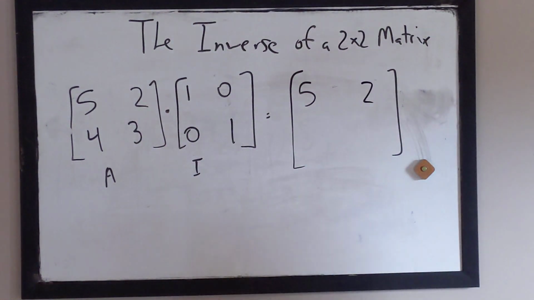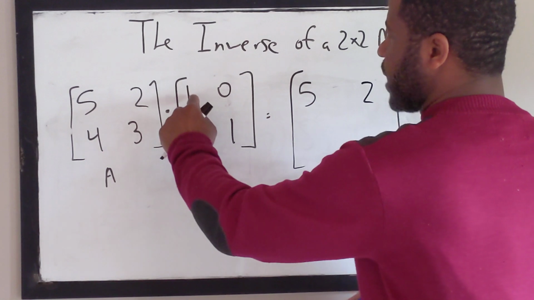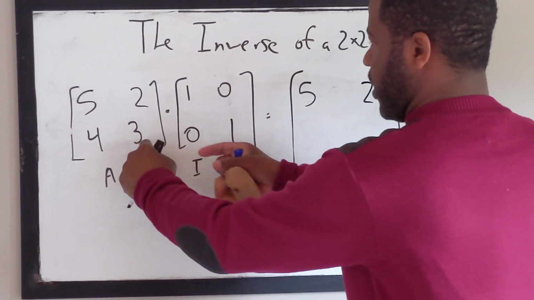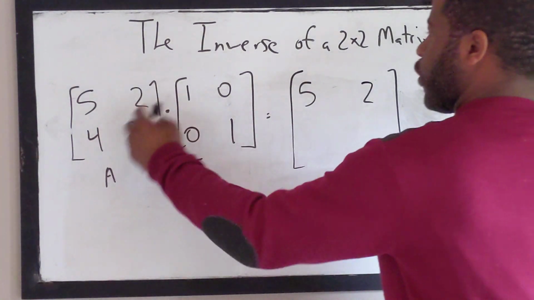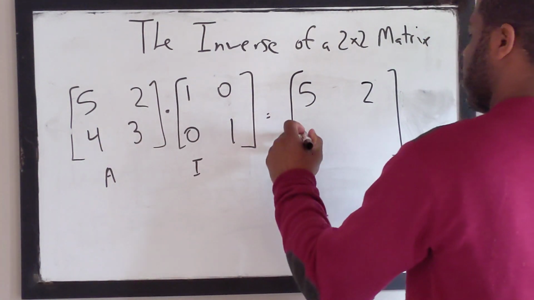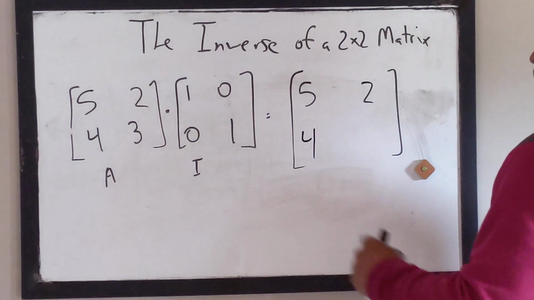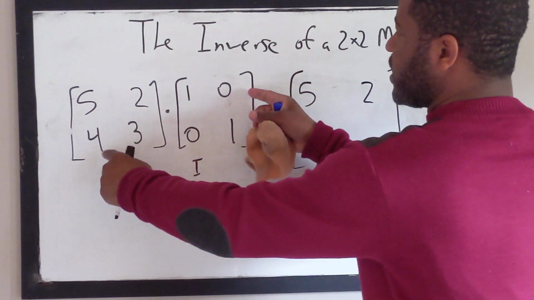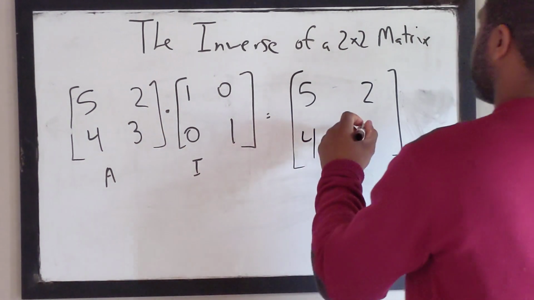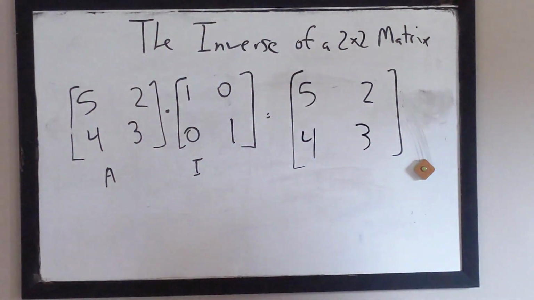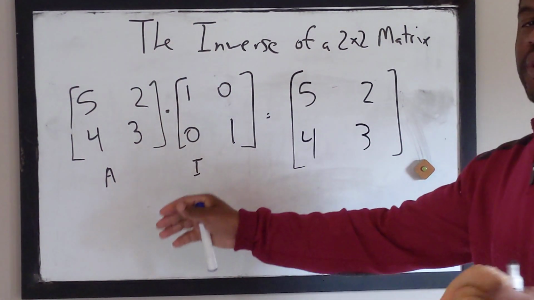That gave us 2. All right. We had 4 times 1 and 3 times 0. Second row, first column: 4 times 1 is 4, plus 0, that was 4. And now we have 4 times 0 plus 3 times 1. That's 0 plus 3, which gives us 3. All right. So now this is what we mean.